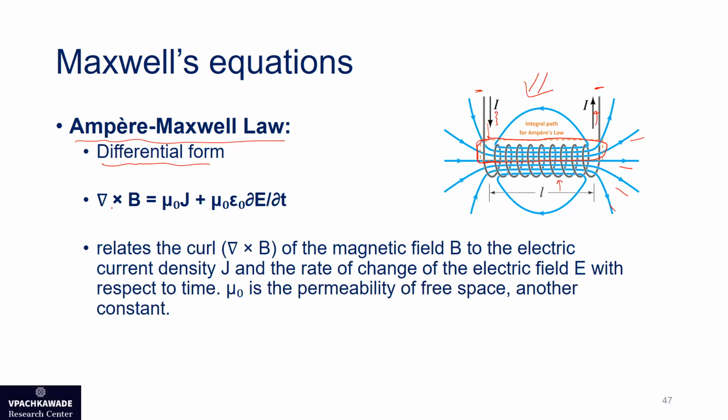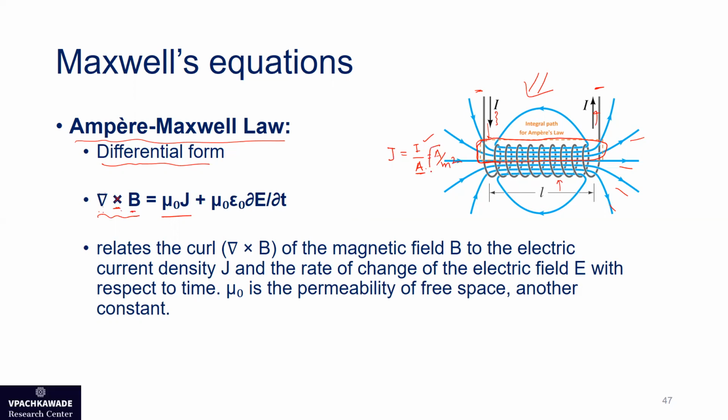So in differential form, we express this as del cross B. Del indicates the divergence operator, and cross indicates the curl or cross product, which we have seen with the right hand rule. So the curl of the magnetic field equals mu naught times J. J is the current density, that is I over A, the current I per unit area A.